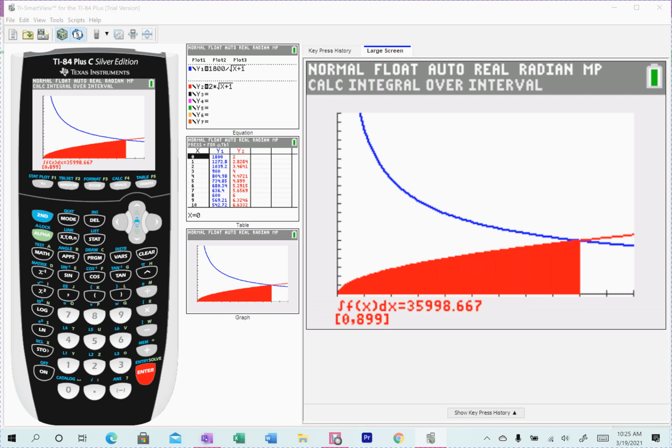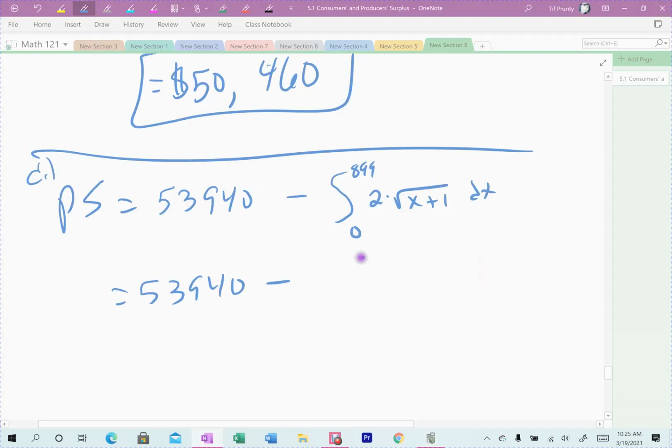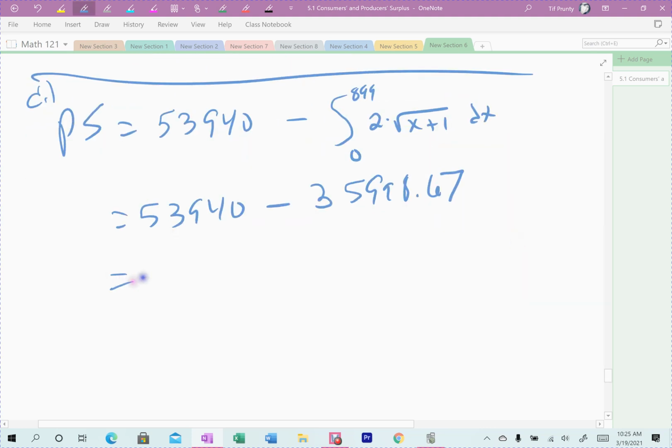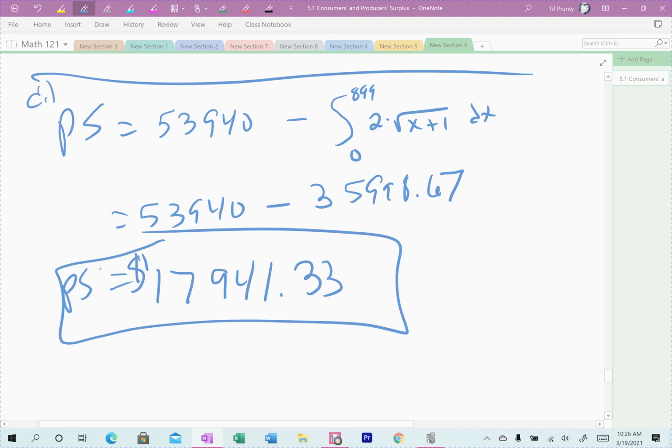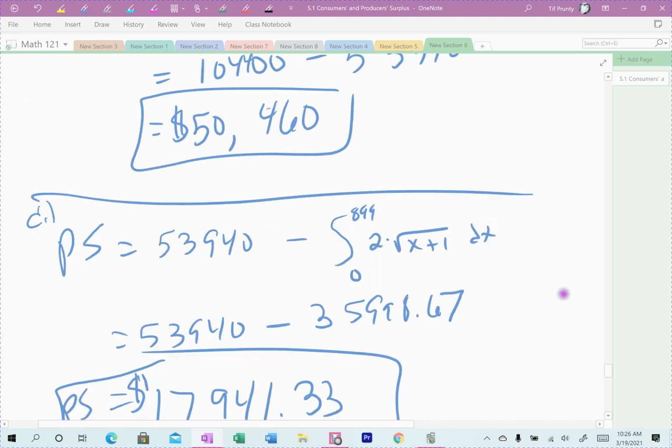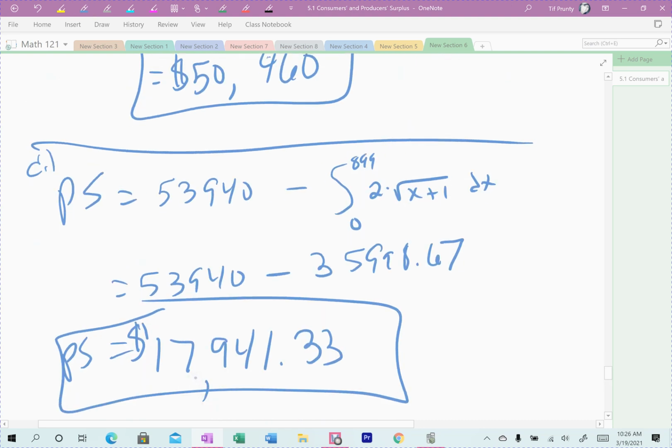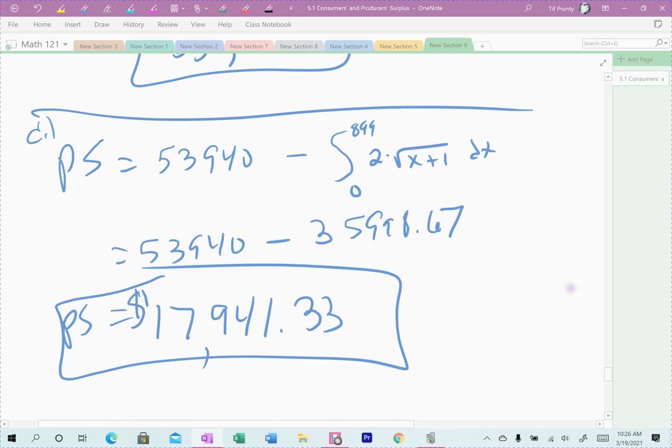Alright, so if I can remember that, then you take the difference, which is 17,941.33, and there's the producer surplus. And again, it's a dollar amount. So the producer surplus is a lot smaller than the consumers. The consumers was a little over 50,000. The producer was a little under 18,000.